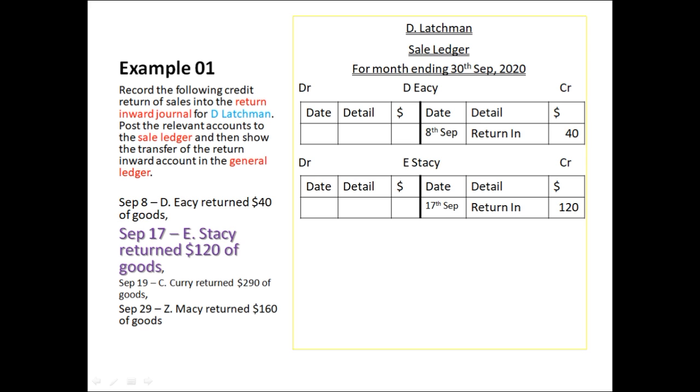Then on the 17th of September, E. Stacy returned $120 of goods. We draw up a T account for E. Stacy. We ask ourselves the question: is E. Stacy receiving or losing goods? The answer is that the person is losing goods, so we record it on the credit side.